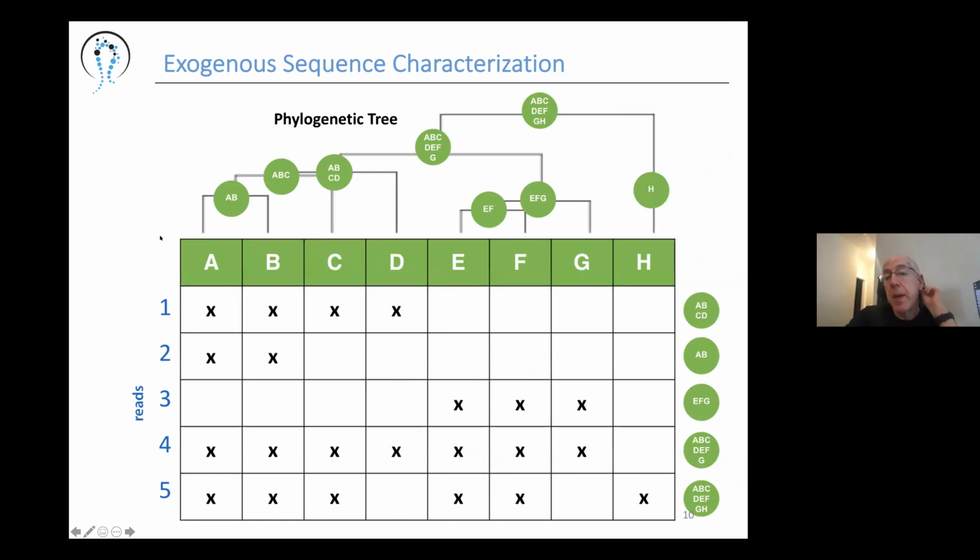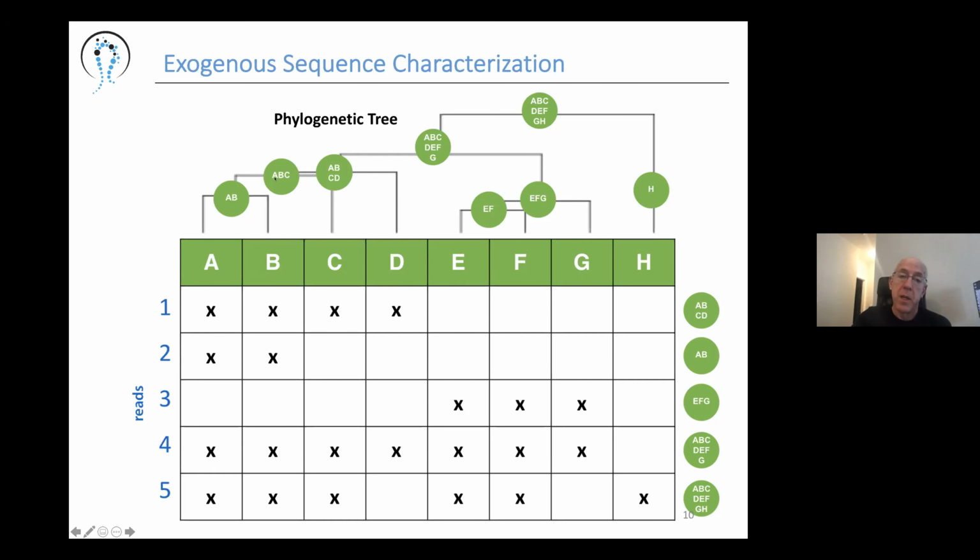So when we map against these exogenous genomes, this is just a diagram that shows how the algorithm works. We map the reads independently against all the genomes. Now, as you might expect, many genomes share a high degree of sequence similarity between them. So read number 1, the first row in this diagram, if we look at the alignments, we find that it aligns against genome A, genome B, genome C, and genome D.